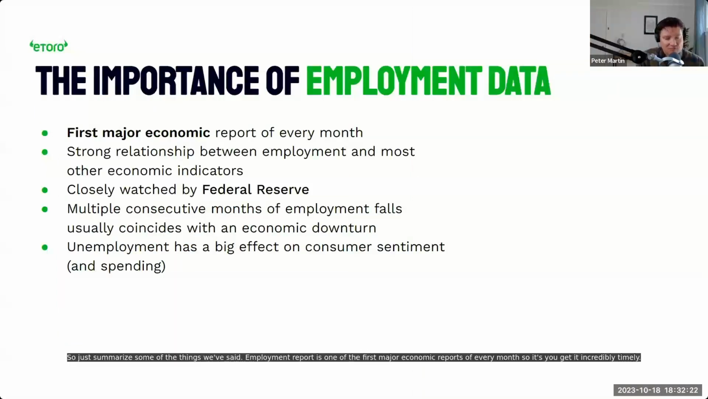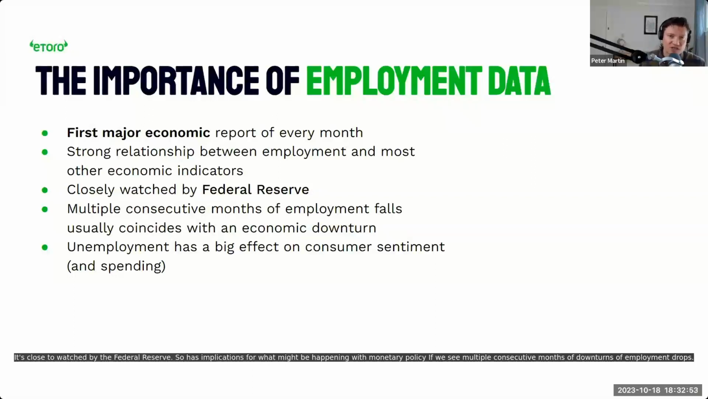So just to summarize some of the things we've said. The employment report is one of the first major economic reports of every month, so you get it incredibly timely. It's incredibly useful. It's one of the first ones released. That's why it's so closely followed. There's a strong relationship with employment and a lot of other important economic indicators. It's closely watched by the Federal Reserve, so it has implications for what might be happening with monetary policy.